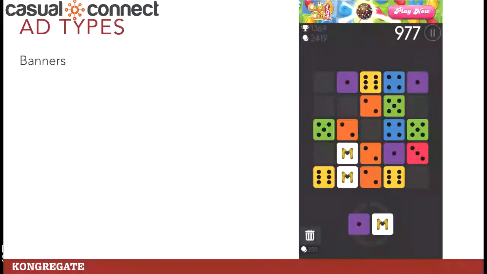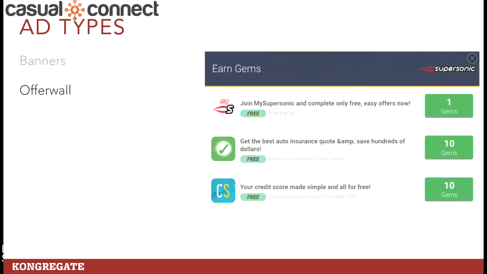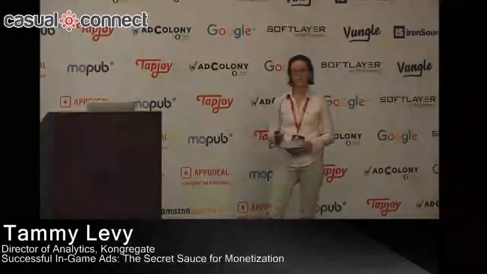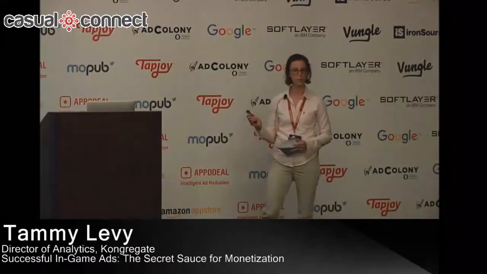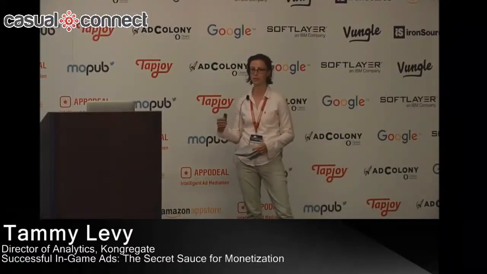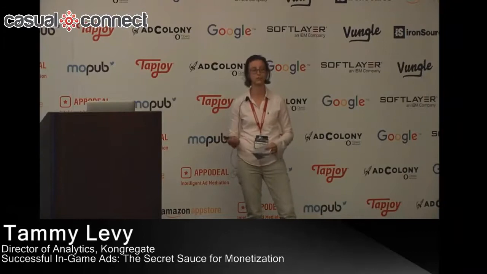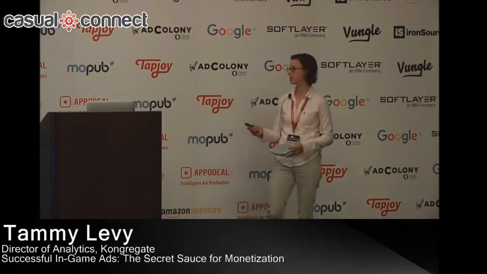First, we have banners. These are the banners at the top or bottom of the screen. Next, we have offer walls. These are sets of offers that players can complete, and if they complete the offer, they'll get some hard currency, premium currency in the game, in exchange for completing the offer. These were more popular on web, but we've actually implemented them in a few of our mobile games and have seen really good results from doing this.